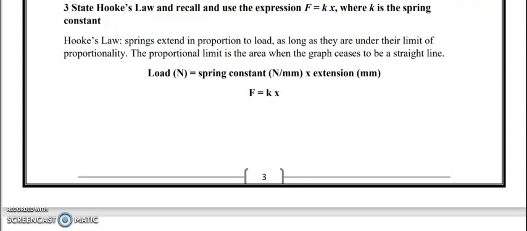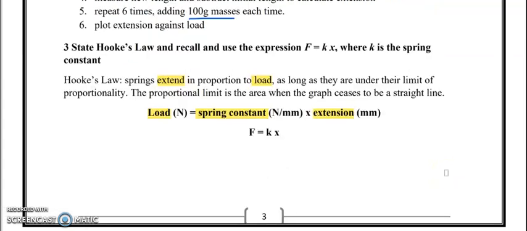Now, you are also expected to state Hooke's law. If you take a look at Hooke's law, you should know that springs extend in proportion to load as long as they are under the limit of proportionality. So basically, what Hooke's law is stating is that extension is directly proportional to load as long as we are under the limit of proportionality.